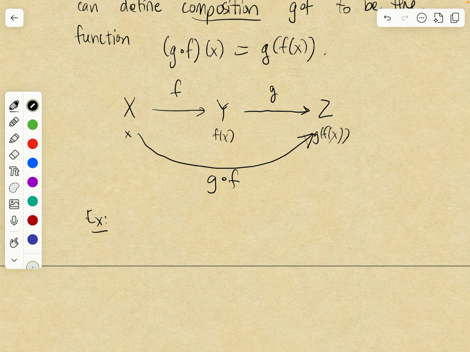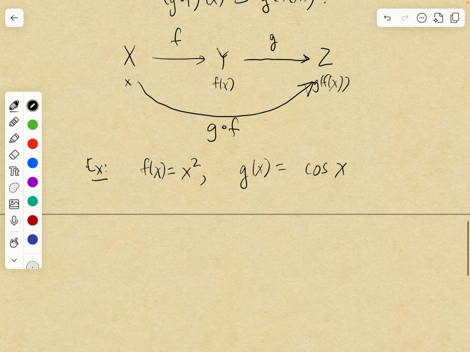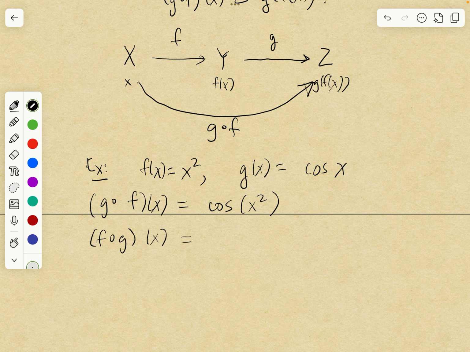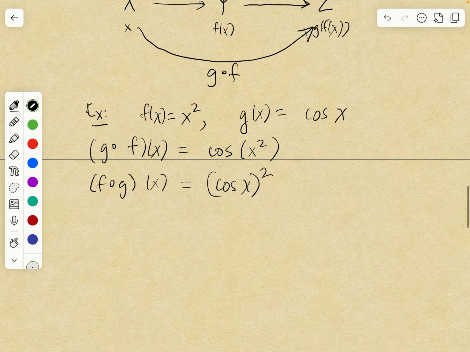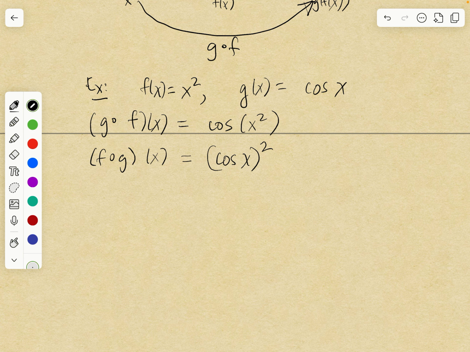So for instance, if you have f of x equals, say, x squared, and g of x equals cosine x, then g of f of x would be cosine of x squared, and then f of g of x would be cosine of x in parentheses squared. Now, in general, these are not the same thing, right? G composed with f and f composed with g are just completely different functions.